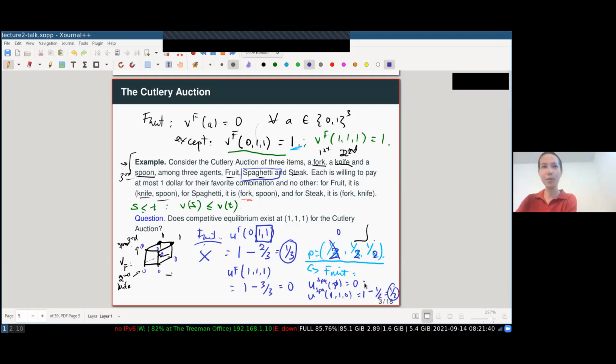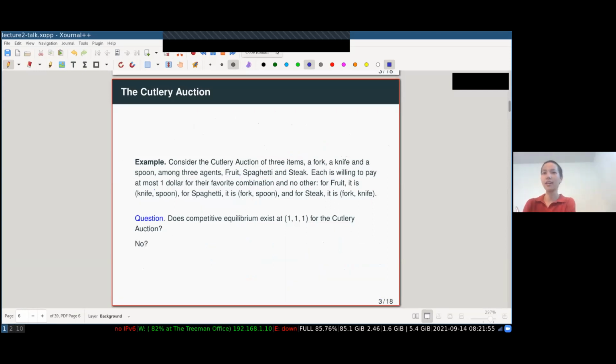So in sum, without calculating by hand, it's relatively hard, but this problem has some symmetry. So after playing with this a while, we might conclude that this thing doesn't have a competitive equilibrium at 1, 1, 1. Well, the answer is actually yes. You can get a competitive equilibrium, but only if you generalize the pricing to nonlinear pricing.